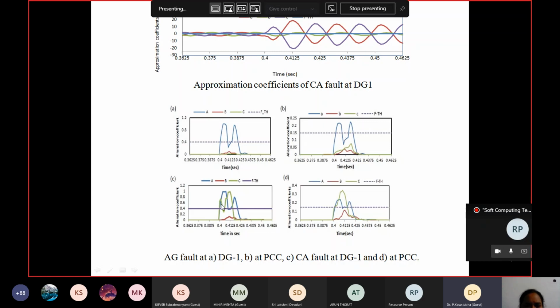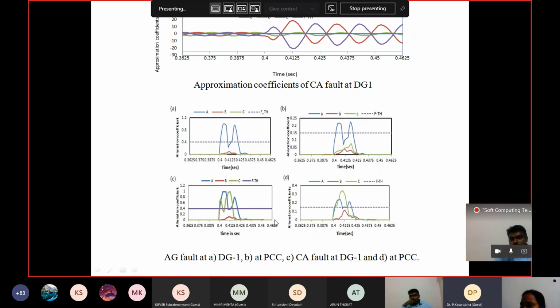Here also two phases, that means C phase and A phase. Fault occurred in both these; it may be line to line or LLG. Clearly we can say the fault occurred in these two phases, and the red B phase is a healthy phase. In the corresponding waveform at PCC also, the healthy phase is below the threshold value, and the faulty phases are above the threshold value. This is at DG1 and at PCC.